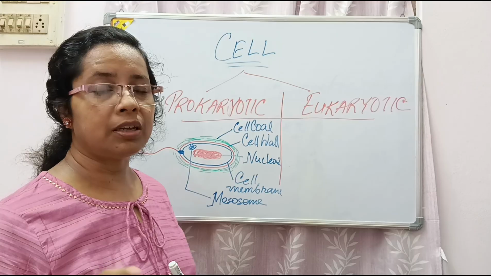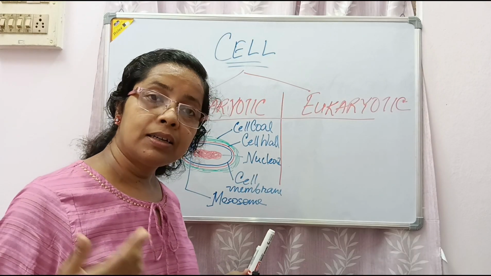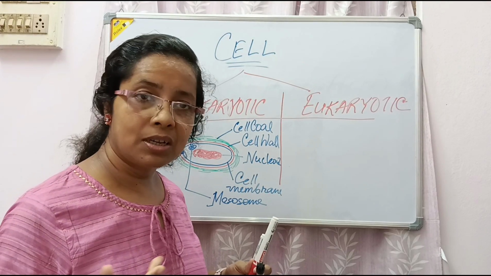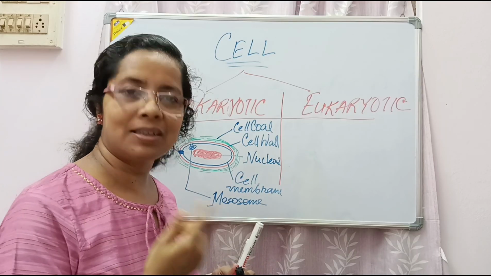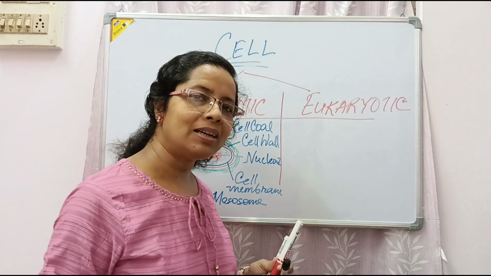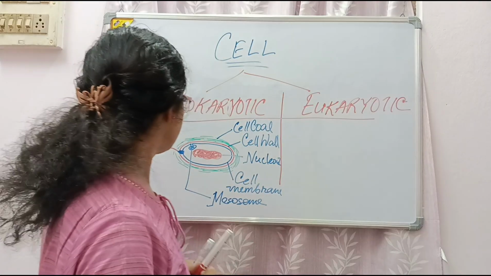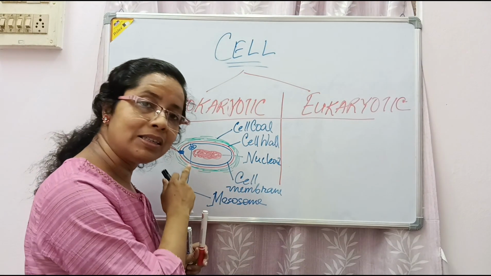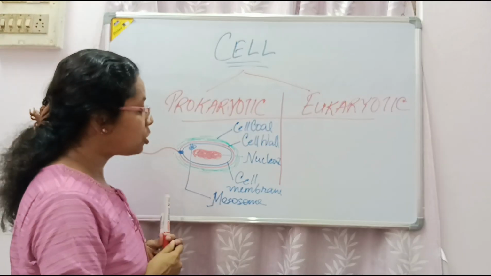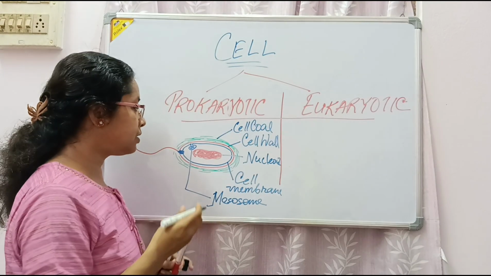Now, let me tell you one thing. We keep on saying bacteria, but the term bacteria is not singular. There is no bacterias. Bacterium is the singular form. Bacteria is the plural form. So this bacterium, not bacteria, but bacterium, has a mesosome for respiration.